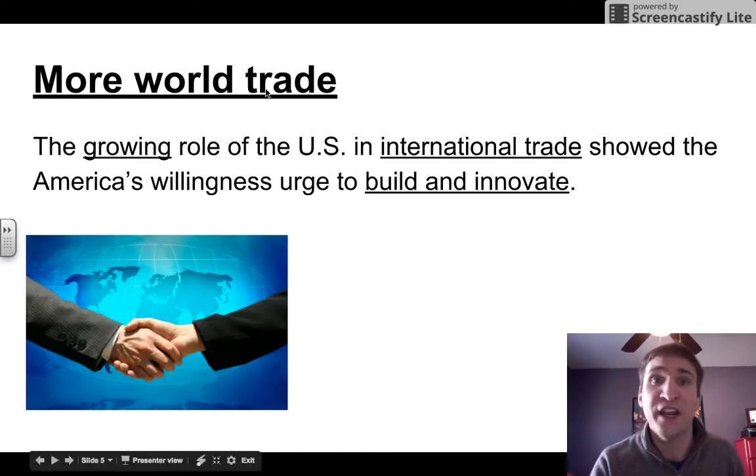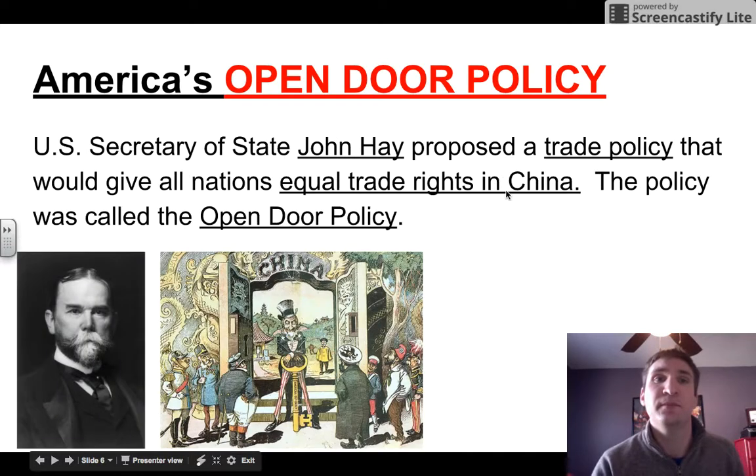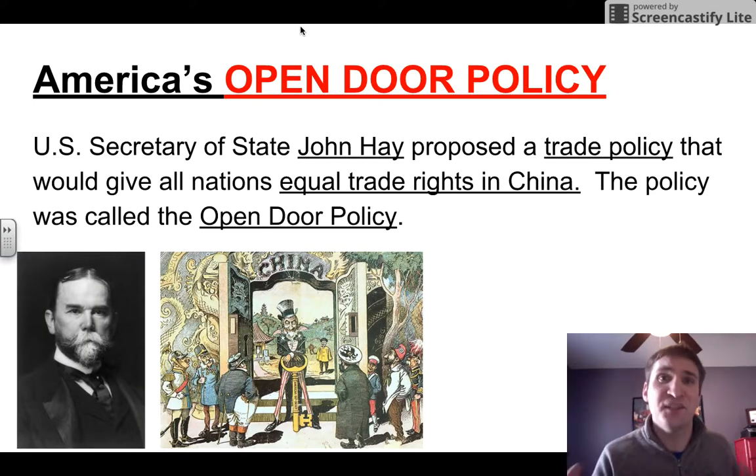More world trade. The growing role of the U.S. in international trade showed America's willingness or urge to build and innovate. And there are some policies the American government makes.